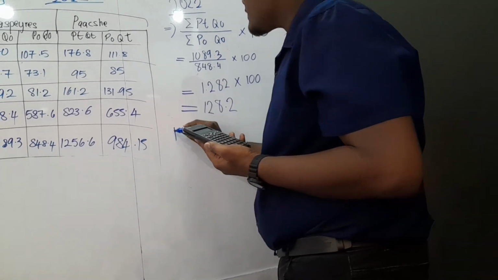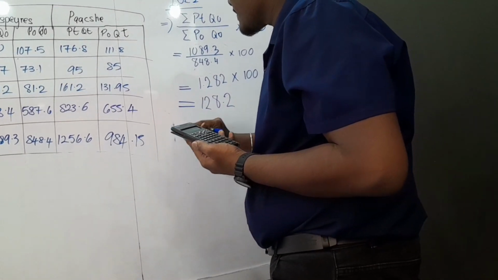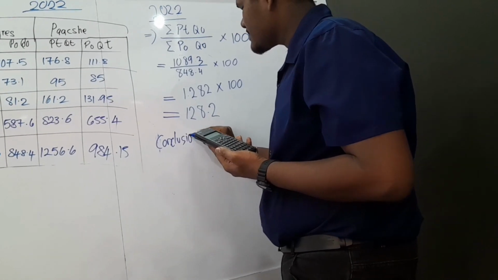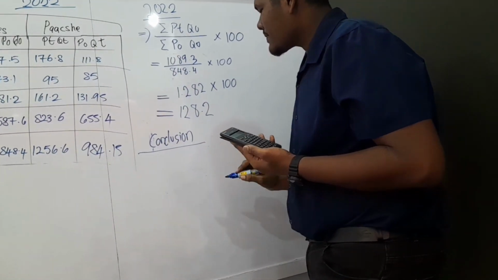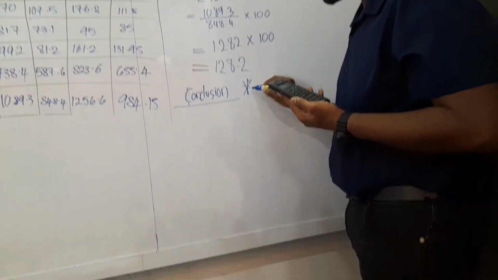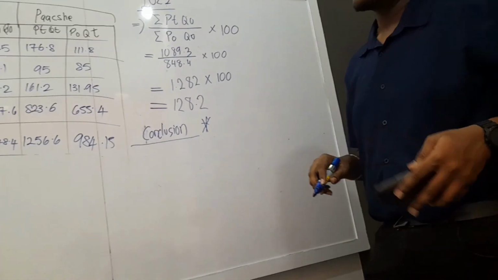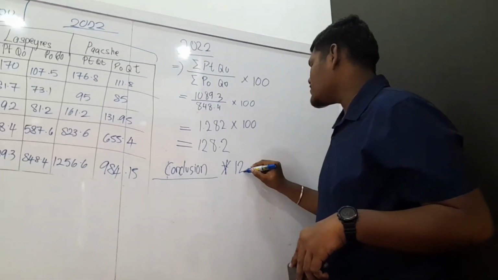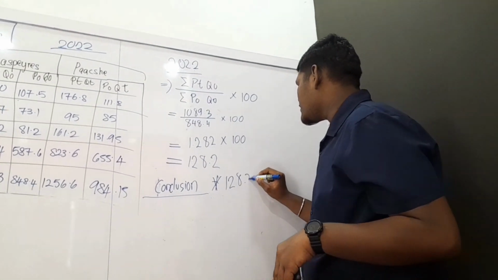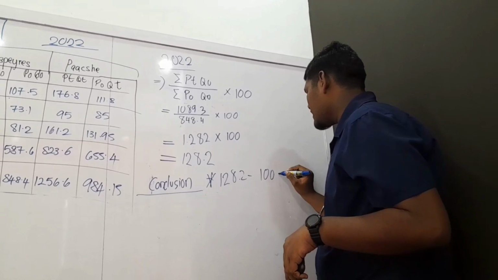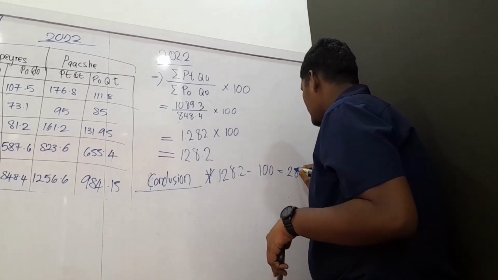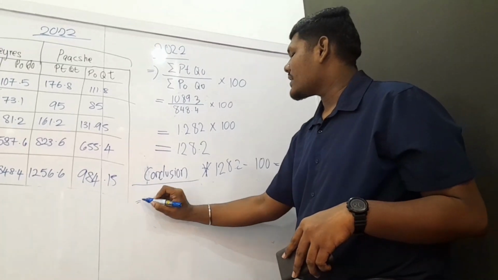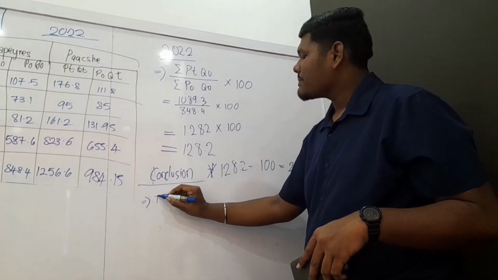Okay, for now, conclusion. As usual, for the conclusion, you have to write it in percentage. Which means 128.2 minus 100 equals 28.2. Now let's write the conclusion.